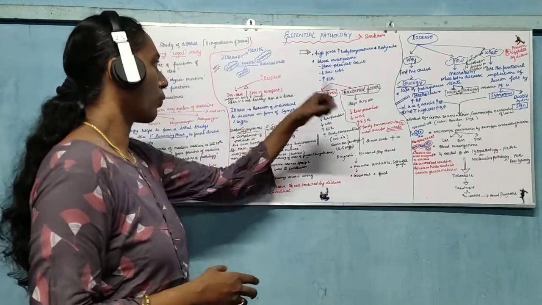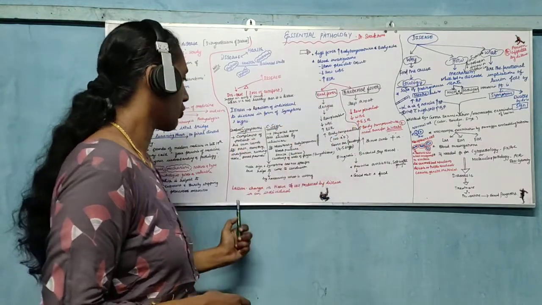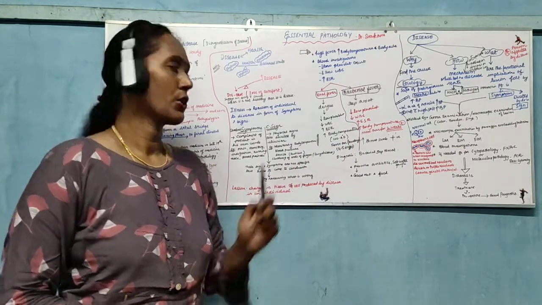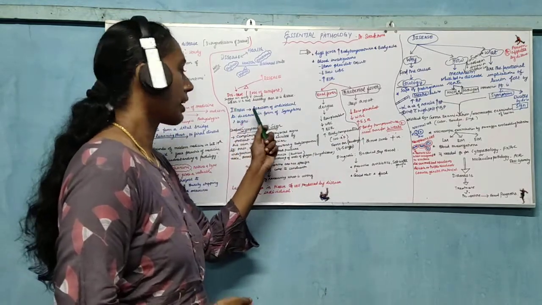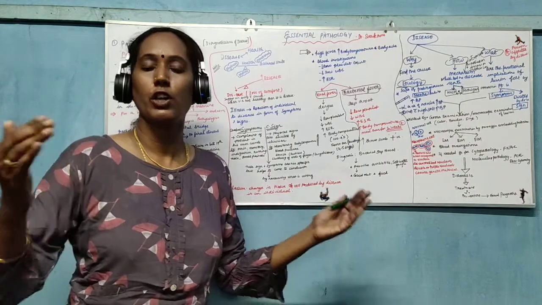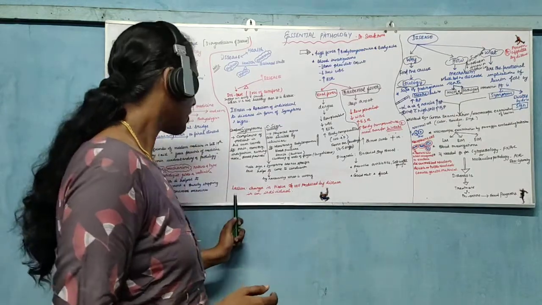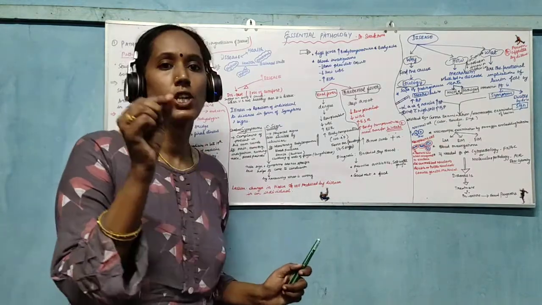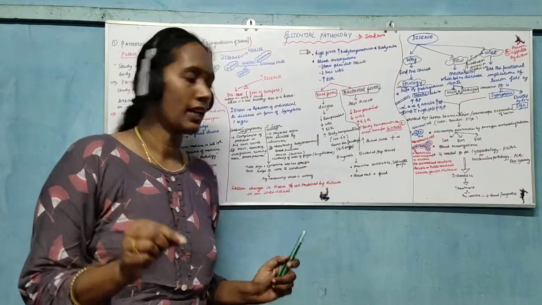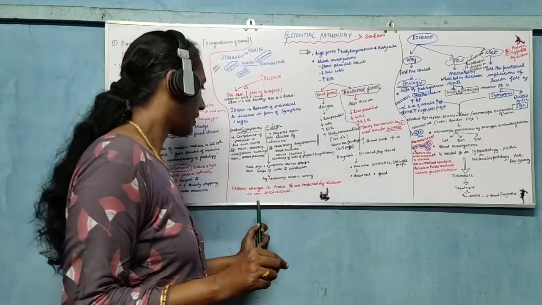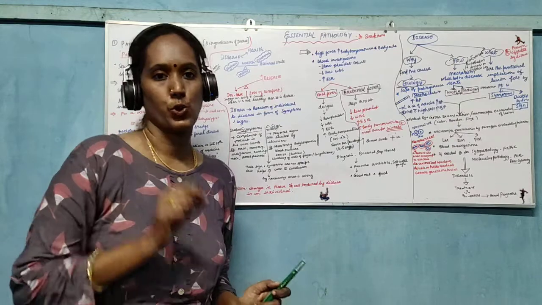So before going to this, we should know what a lesion is. An illness is nothing but the reaction of an individual to the disease, and a lesion is the change in the tissue and the cell that is produced by the disease in an individual.